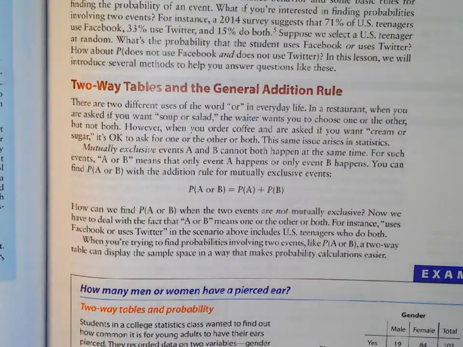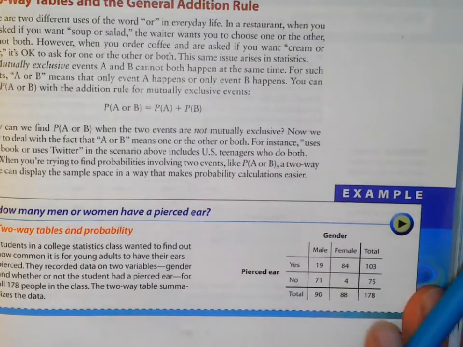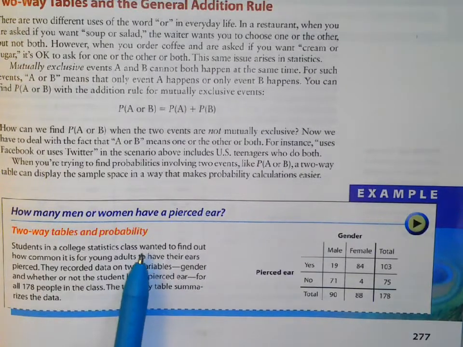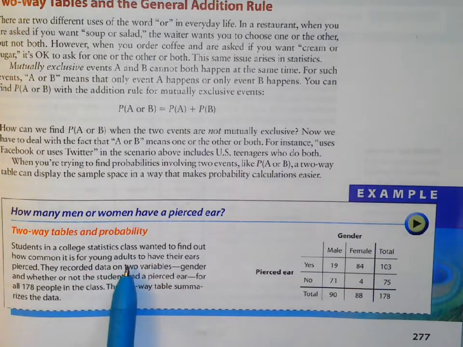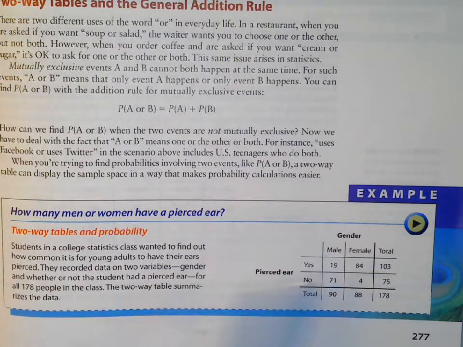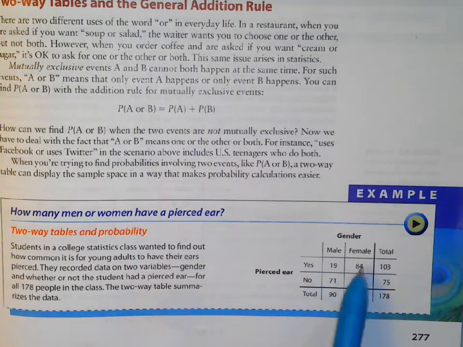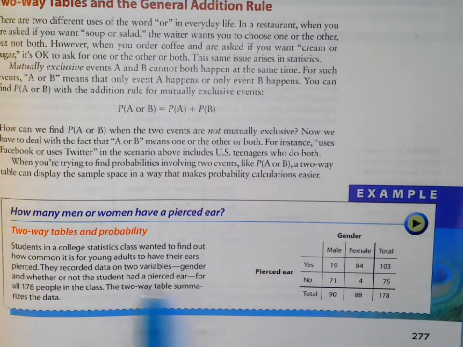So here's an example we'll look through. Students in a college stats class wanted to find out how common it is for young adults to have their ears pierced. They recorded data on two variables: gender, so whether they're male or female, and also whether they had their ears pierced or not, yes or no. This was the data they collected. There are 178 people total, and here's our data.